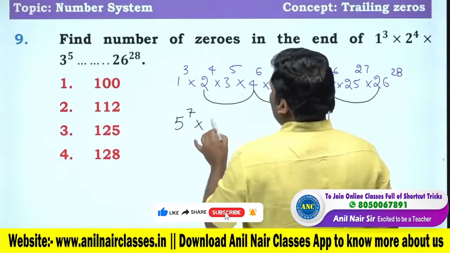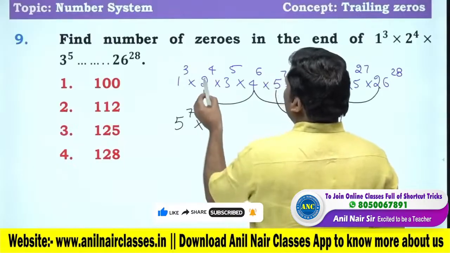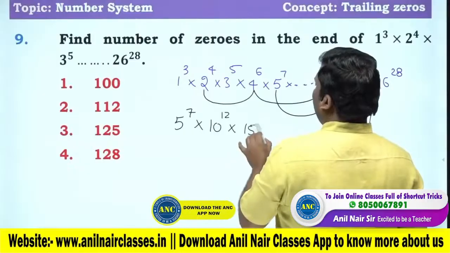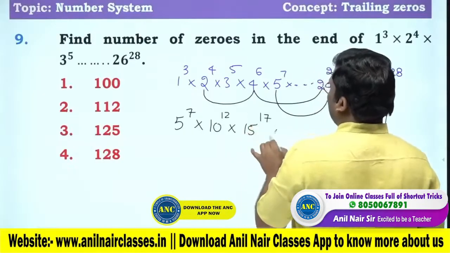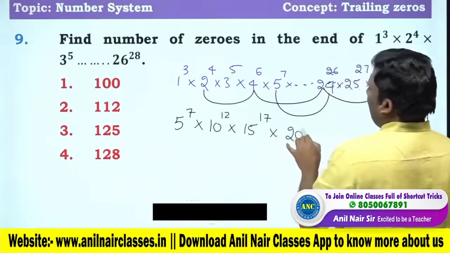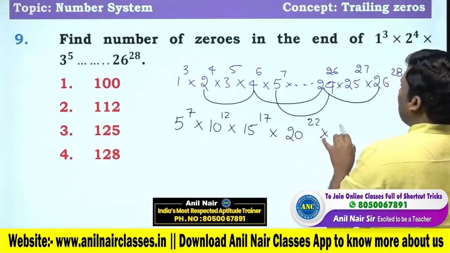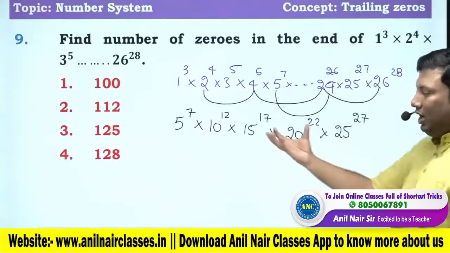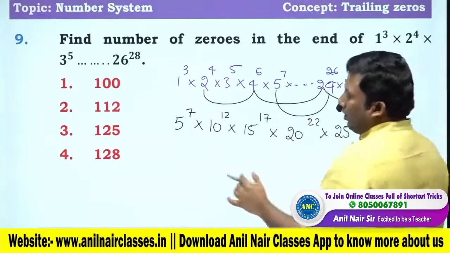5 power 7. Next will be 10 power 12, it is 2 more than 10. Next will be 15 power 17, 2 more. Next will be 20 power 22, 2 more. Next will be 25 power 27, 2 more. Only this is enough for me. I hope it is clear.